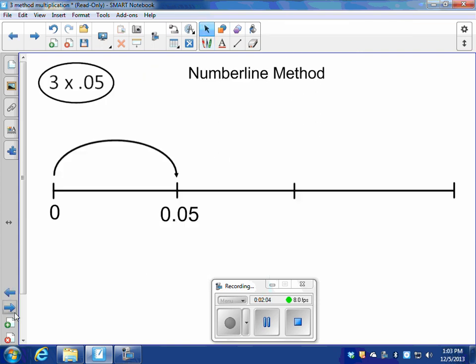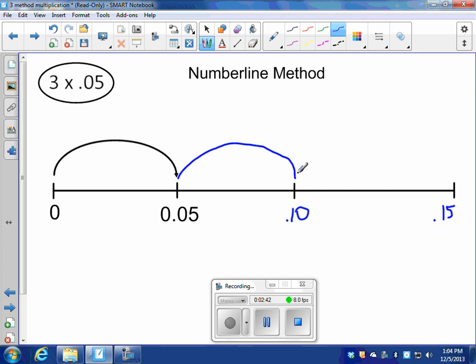A second way of showing 3 times 5/100ths is to use a number line. And when we're doing a number line, it's important that we work with equal intervals. So if I start with 5/100ths, the next tick mark on my number line would be 10/100ths. The next tick mark would be 15/100ths, because I'm counting up by 5/100ths. So on my number line, if I want to show 3 groups of 5/100ths, I'm going to have 1 hop, 2 hops, 3 hops to show 15/100ths.